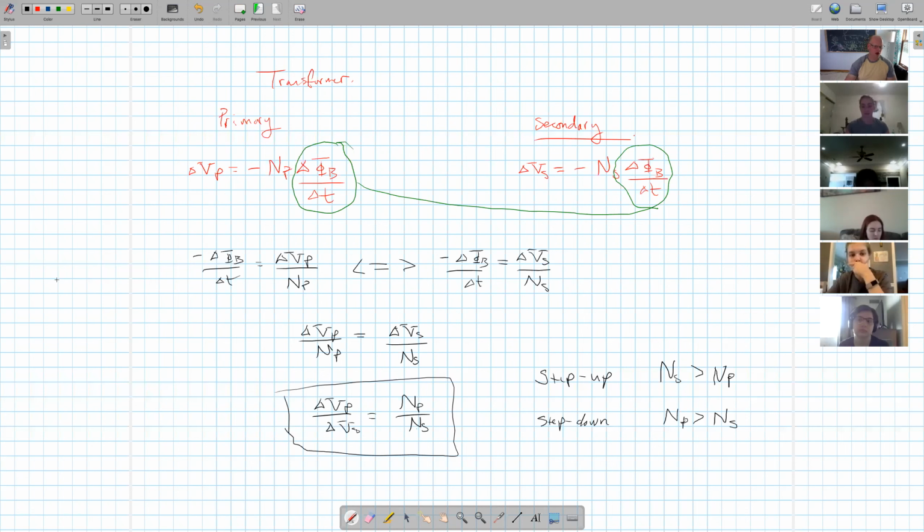Now, what we also know by Ohm's law, right? Ohm's law says that the change of potential is equal to the current times the resistance. So these two things should be opposite from each other. If resistance stays the same, then the current in the primary divided by the current in the secondary is equal to the number in the primary divided by the number in the secondary. So this is also true, because the resistance stays the same. If I have the same resistance and I increase the potential, then I have to increase the current.